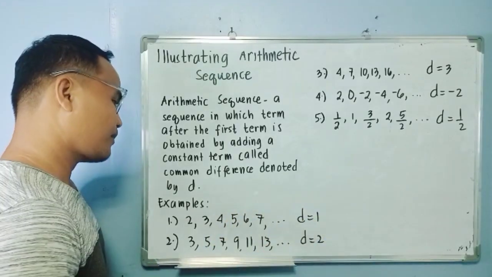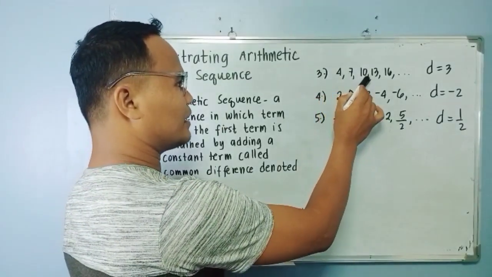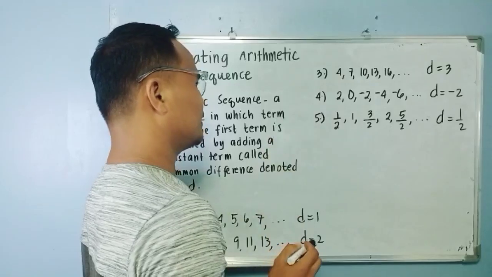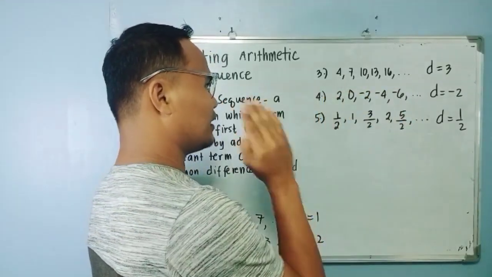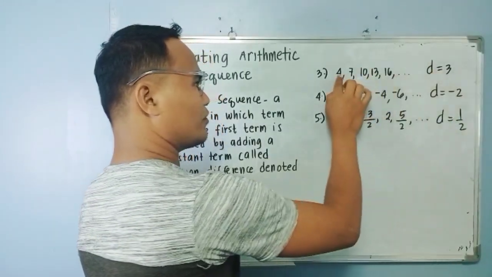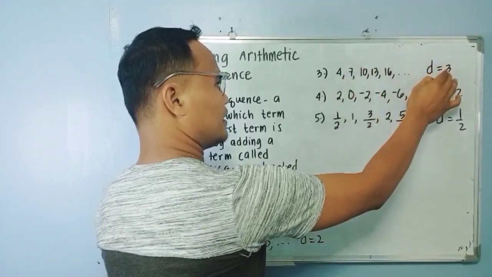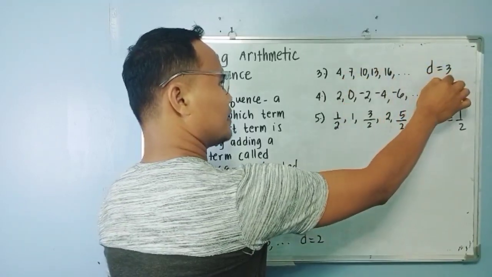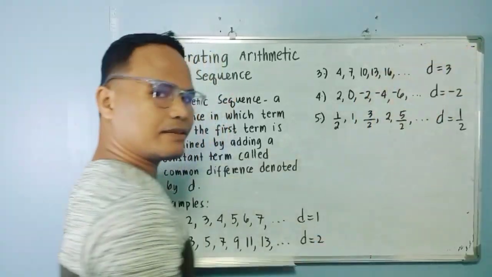And so on. Next example, 4, 7, 10, 13, 16. It is an arithmetic sequence because it is added by a constant number 3. That is the common difference. So we have 4 plus 3, 7. 7 plus 3, 10. 10 plus 3, 13. 13 plus 3, 16, and so on.